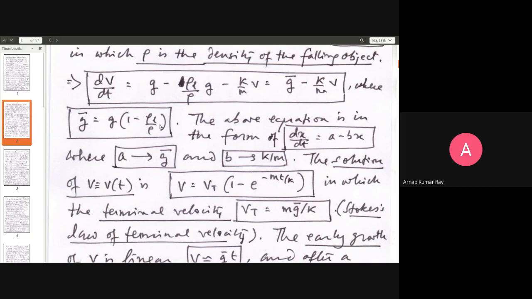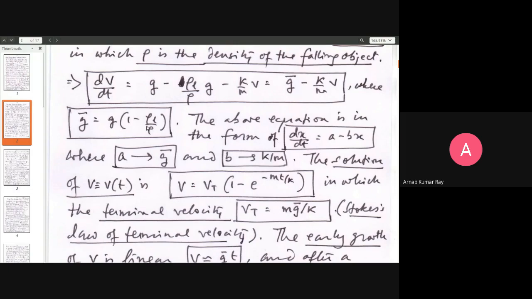If rho L is equal to rho, then this will be equal to 1. 1 minus 1 will be 0. g into 0 will be 0. So no effective acceleration downwards. What will happen to an object whose density is equal to the density of the liquid? If you put such an object on the surface of that liquid, that object will not go down. It will just remain suspended over there. You push that object downwards, it will just remain suspended where it is. No going upward or downward.